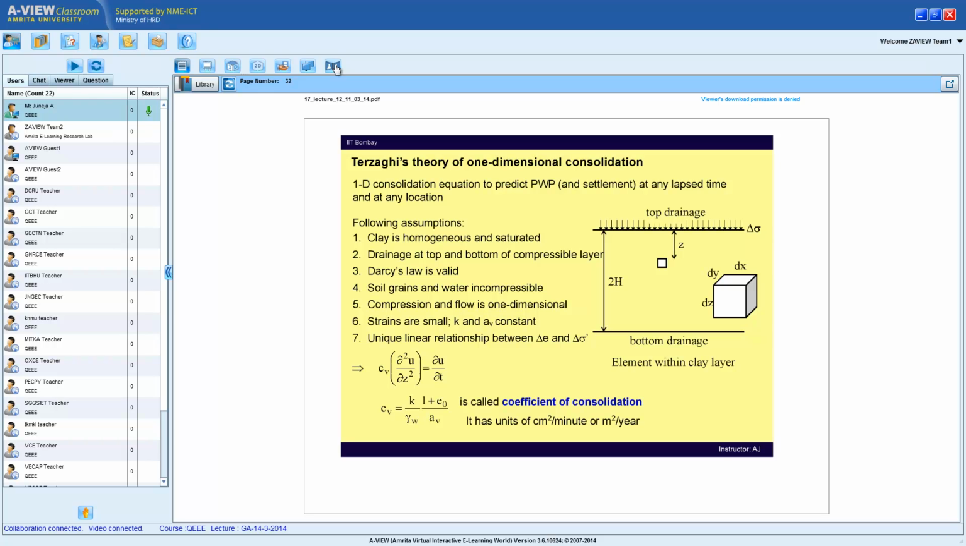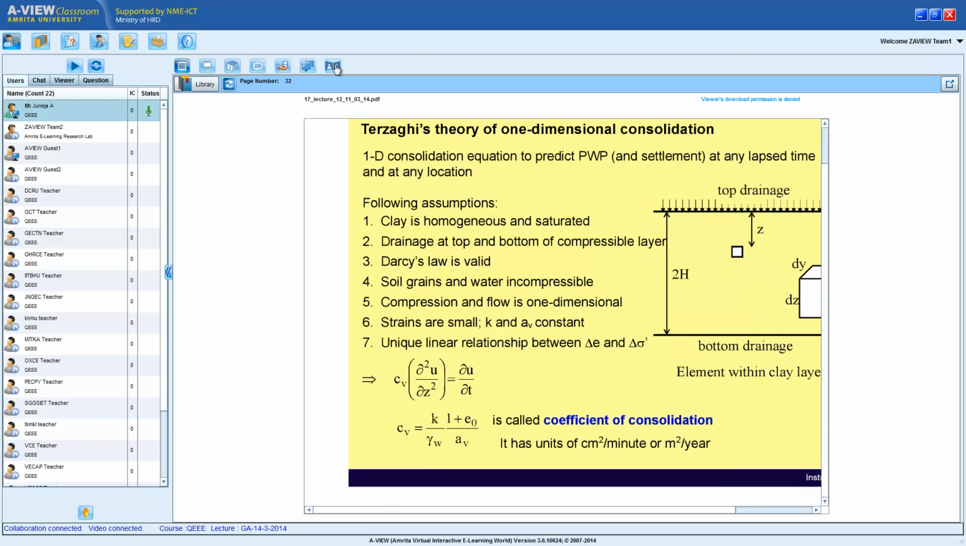The last one is there is a unique linear relationship between change in void ratio and the change in effective stress. This is true. So if I solve for Terzaghi's one-dimensional consolidation equation, I get this as a solution. Let me zoom in. That's Terzaghi's 1D consolidation equation, which is CV times delta U by del T.